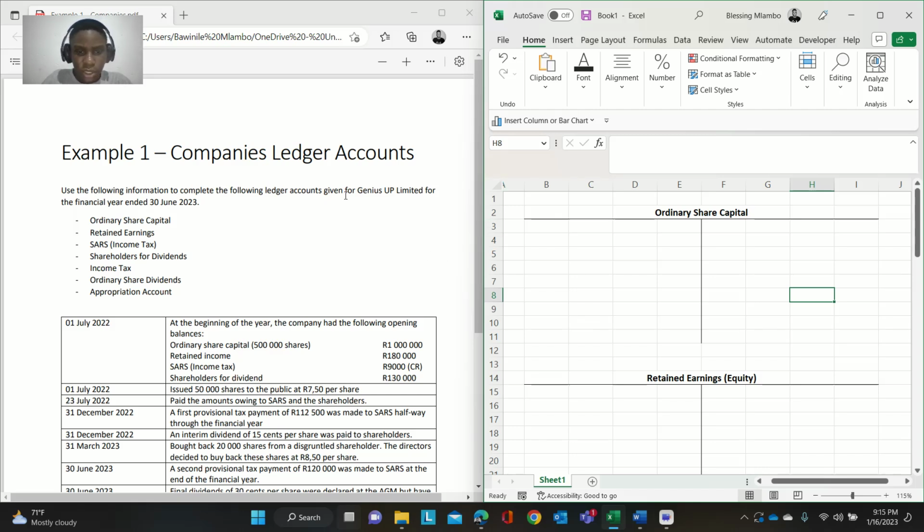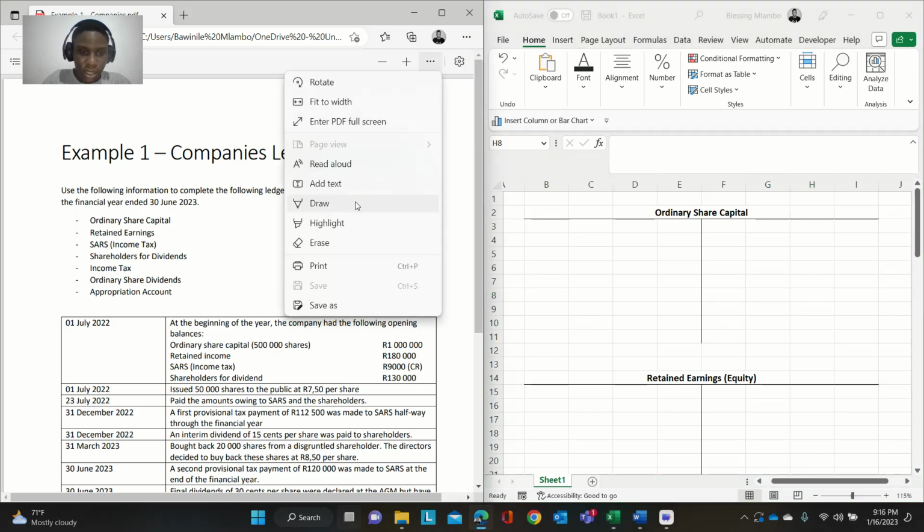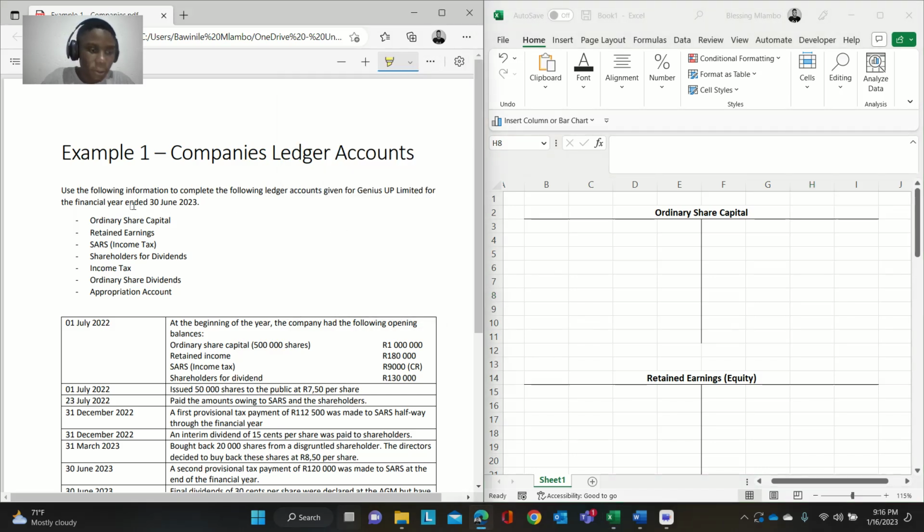So we're just going to read through this example, and then they say you must prepare the ordinary share capital, retained earnings. So these are all the ledger accounts we spoke about previously. Now we're going to be applying that knowledge in preparing these T accounts. So let's read this example. So they say use the following information to complete the following ledger accounts given for Genius App Limited for the financial year ended 30 June 2022.